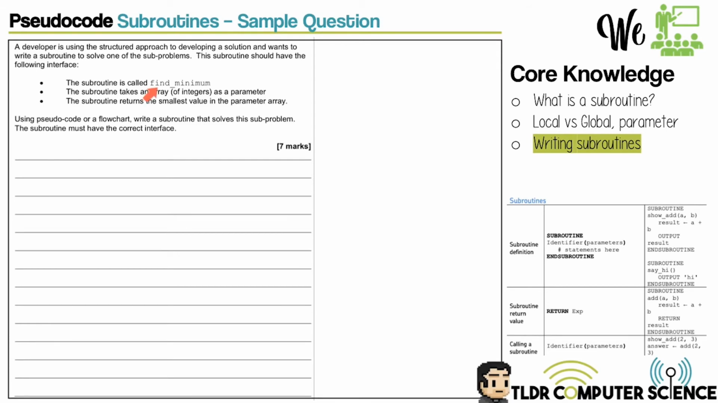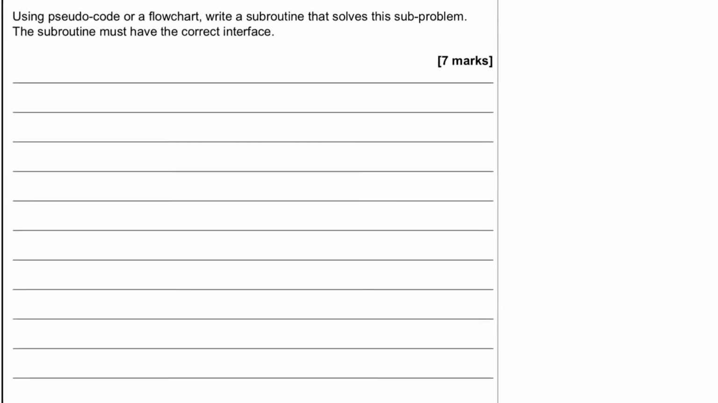The subroutine is called find minimum. The subroutine takes an array of integers as a parameter. It doesn't actually say the name of it right now, but that's fine. And the subroutine returns the smallest value in the parameter array. Interesting. So using pseudocode or a flowchart, we're going to try and solve this with some pseudocode so we remember how it's written. So I'm going to bring this up here. The first thing you want to remember is, what's the keyword for writing a subroutine?